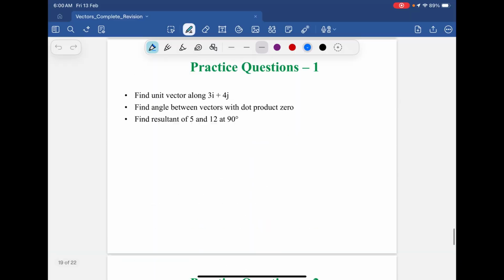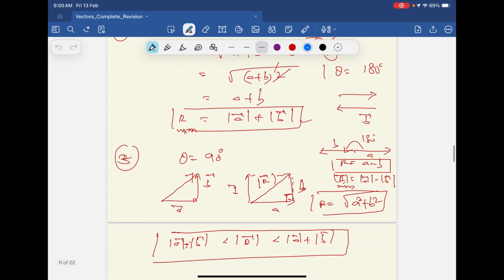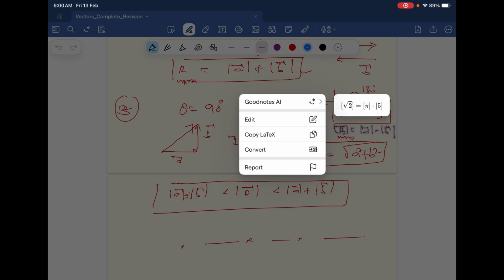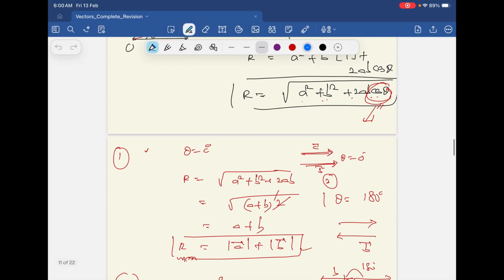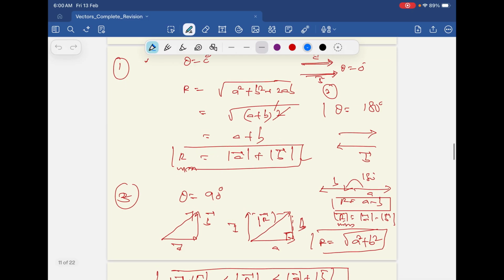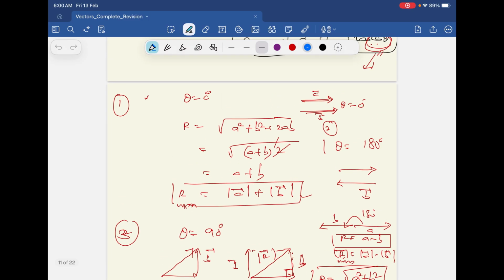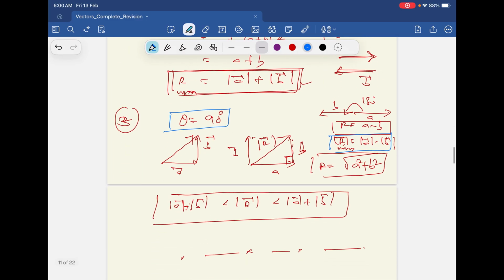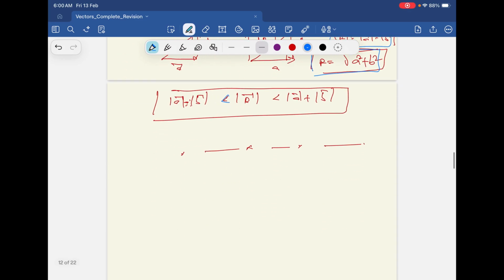Yes, we spoke about till here, students, resultant vectors. R is equal to root of a square plus b square plus 2ab cos theta, and when theta is 0 degrees, r is equal to root of a square plus b square plus 2ab. That means we yielded this result: r is equal to mod of a plus mod of b. We have seen when vectors are in the opposite direction, r is equal to mod of a minus b. We have seen when theta is 90 degrees, r is equal to root of a square plus b square. And the value of r lies between these two.